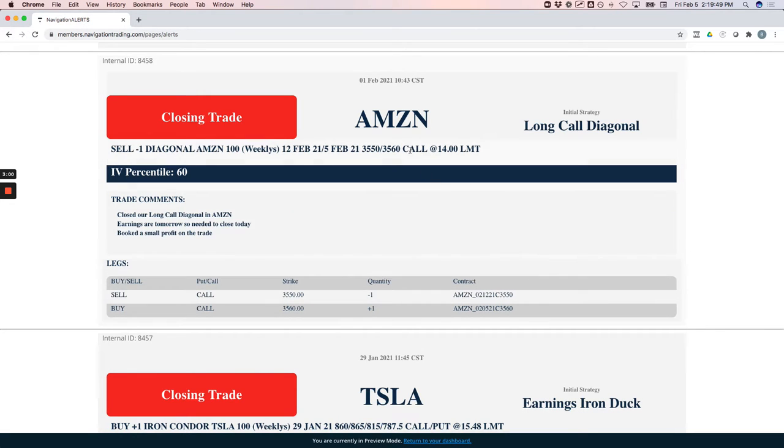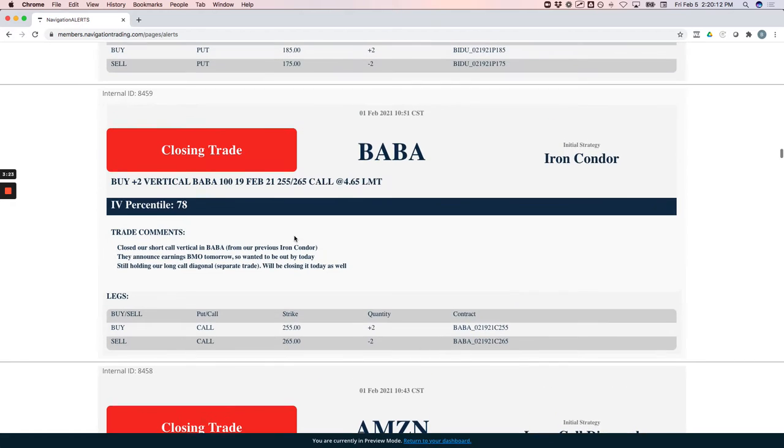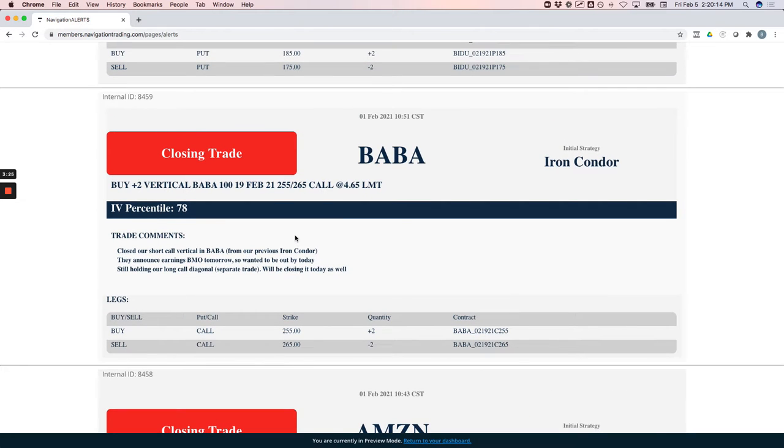We had a long call diagonal in Amazon leading up to earnings. We were looking for an up move in Amazon in anticipation of earnings. Didn't get much, but we still booked a small profit on the trade. Actually, the previous week leading up to this, we had some downside. So we didn't get the upside that we were looking for, but still booked a profit on that Amazon long call diagonal. In BABA, we had an iron condor.